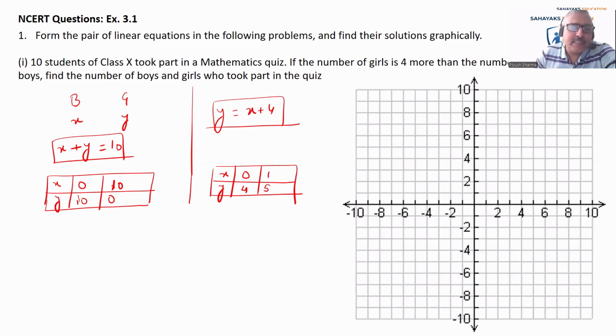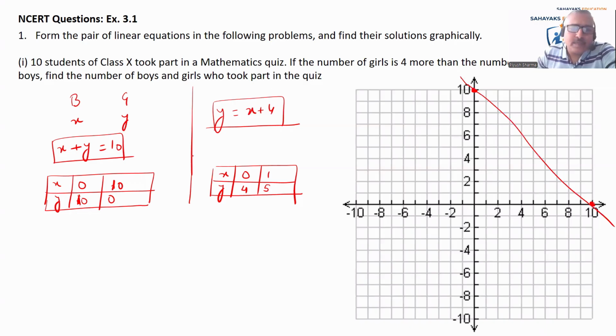So point 0 and 10. What is 0 and 10? 0 on the x-axis and 10 on the y-axis. So this is the point here. And the second point is 10, 0. This is 10 and 0, this is the point here. So let's draw a line. The line will be like this.